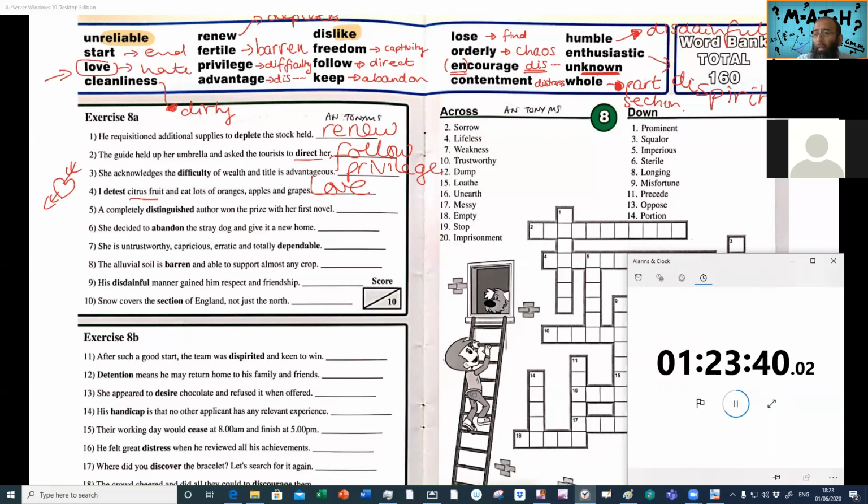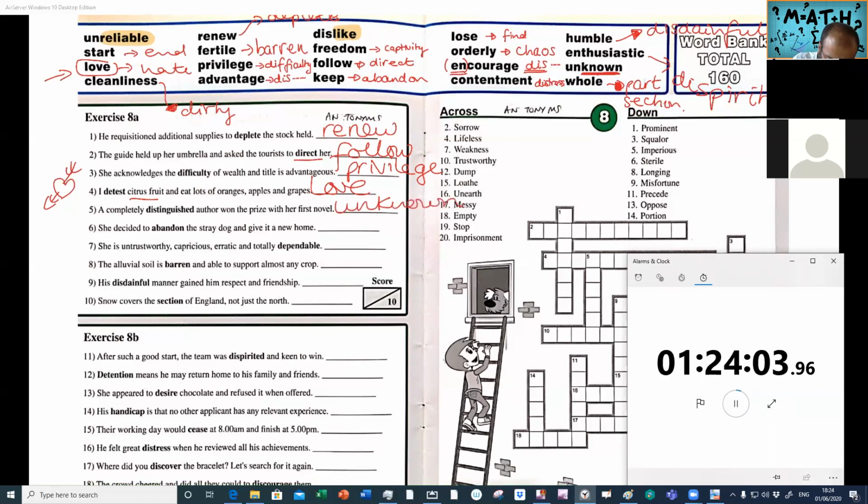Last one, please, Aisha. Read. A completely distinguished author won the prize with her first novel. Okay, what does the word distinguished mean? First of all, Aisha. I don't know. The word distinguished means like famous. A lot of people know about that person. So the opposite would be unknown. Unknown. Fantastic. There you go.